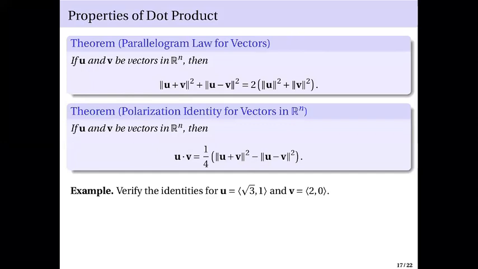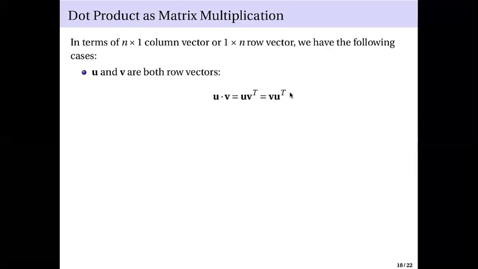Let us relate this dot product to matrix multiplication. First, you are considering n by 1 or 1 by n vectors. So an n by 1 column vector or a 1 by n row vector.